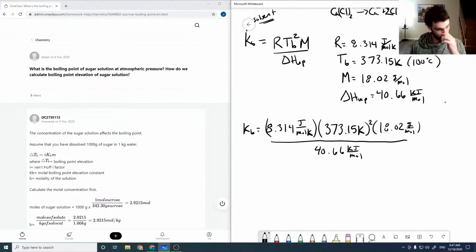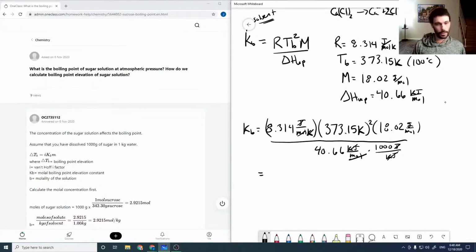And now checking on some unit cancellations here. So we've got this per mole can cancel there. This we're going to need to multiply by 1,000 joules per kilojoule to cancel that and cancel that. And then one of these kelvins will cancel with this. And so what we're going to end up with in the end is a gram per Kelvin mole as our unit.